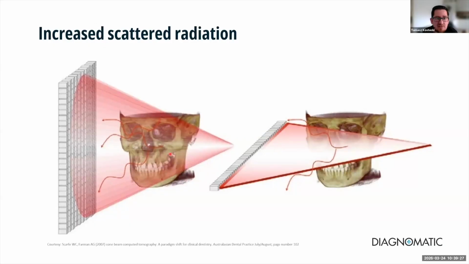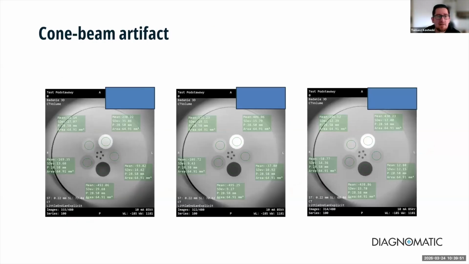Increased scatter radiation occurs because, unlike in a regular CT, in the cone beam CT the beam isn't collimated. So as you can see, all the scatter radiation hits the panel detector anyway. As for the cone beam artifact, it can occur if you don't use a proper reconstruction algorithm.